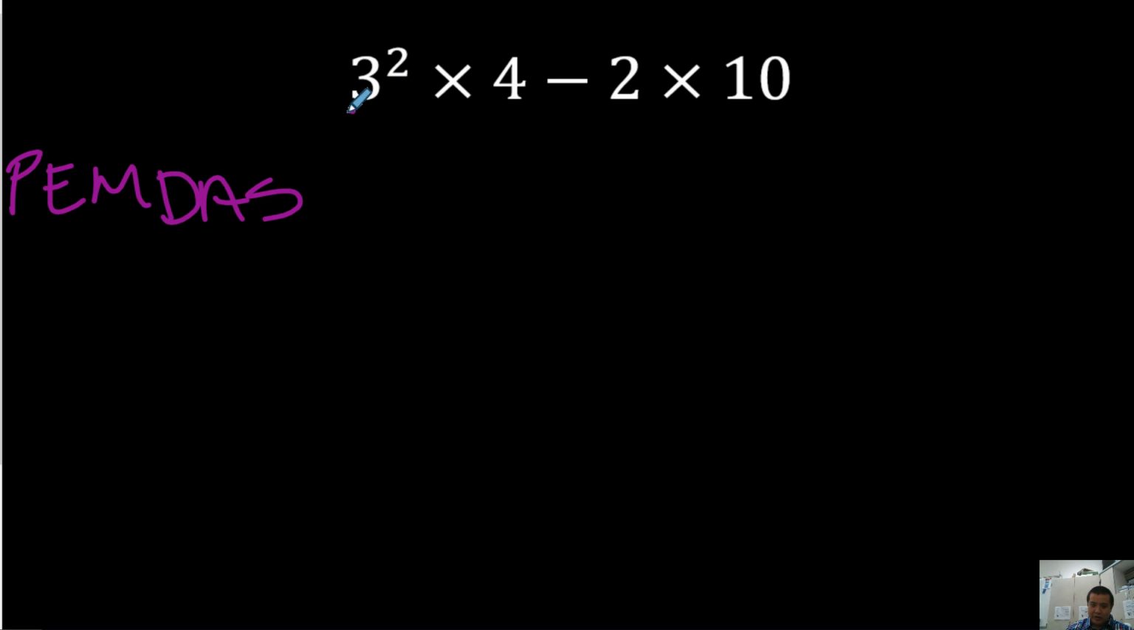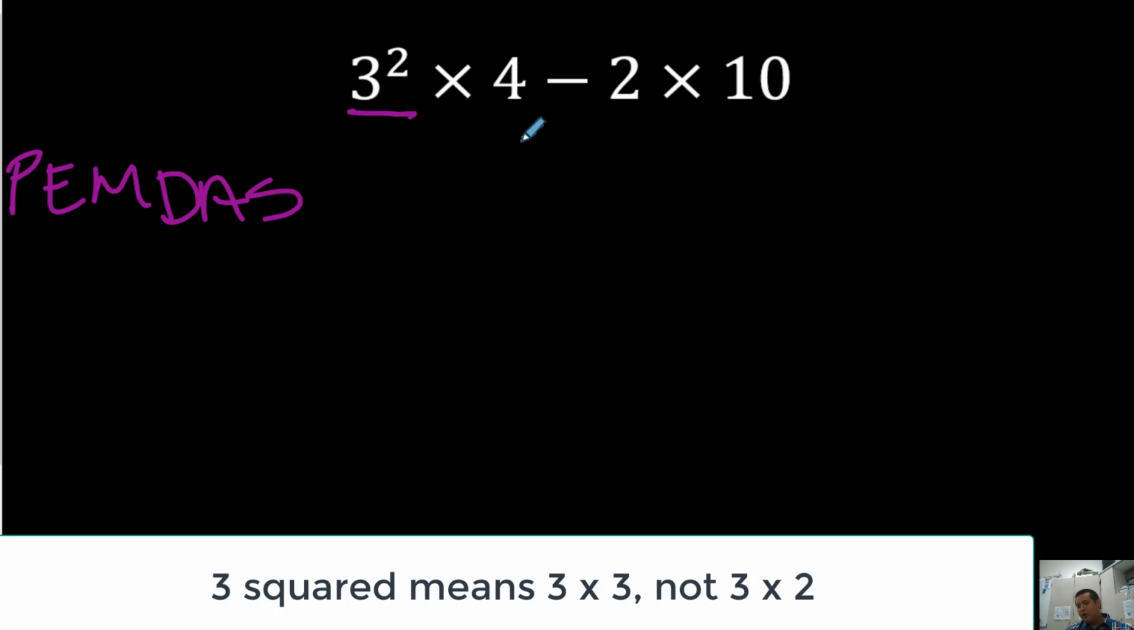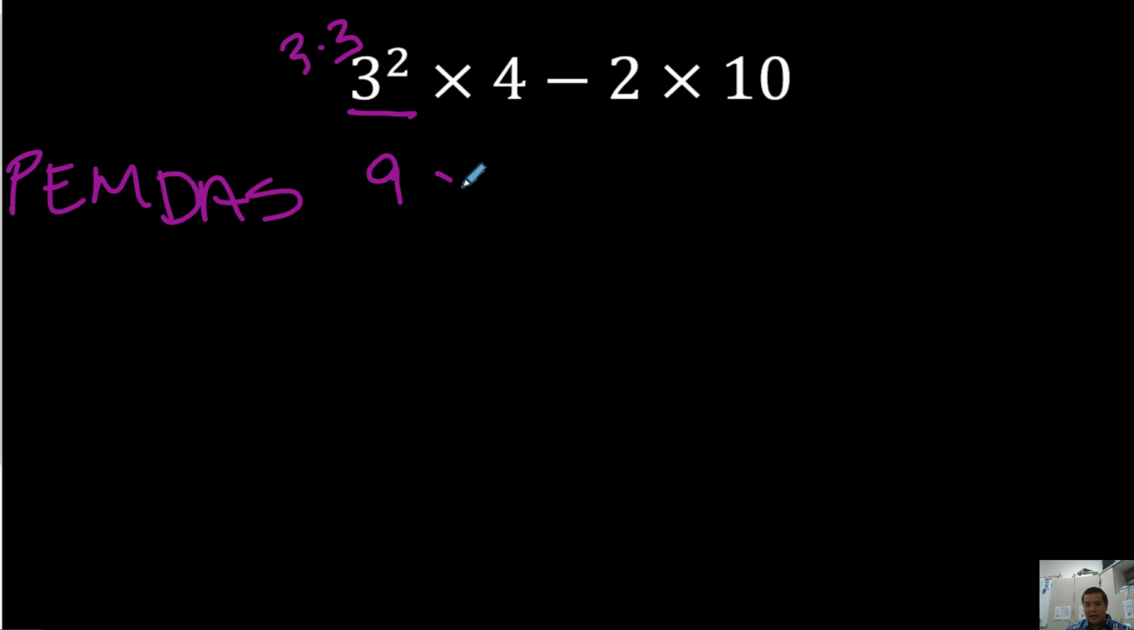We're going to do this 3 squared. Now remember that 3 squared does not mean 3 times 2. We already have 3 times 2. That's really easy to write. We don't need a shorthand for that. What this means is 3 times 3. Okay? And 3 times 3 is 9. We get 9 times 4 minus 2 times 10.